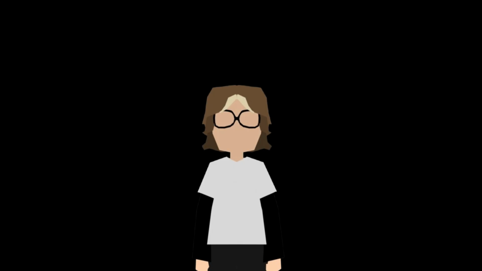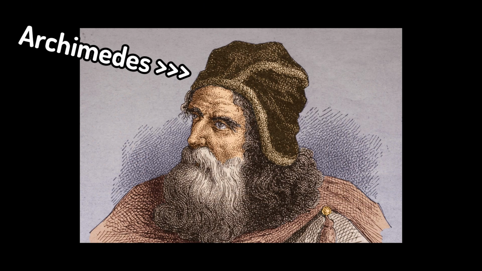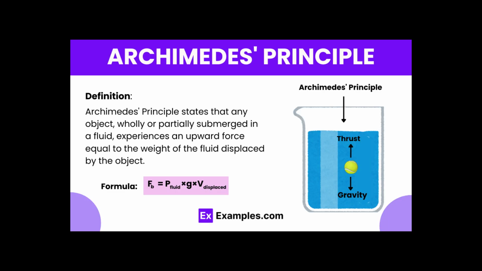To really understand buoyancy, we should first understand where it originated and who discovered it. The term buoyancy was created by the Greek mathematician and inventor Archimedes, sometime between the years 287 and 212 BC. He formed Archimedes' principle, which explains that an object submerged in fluid experiences an upward buoyancy force equal to the weight of the fluid displaced.